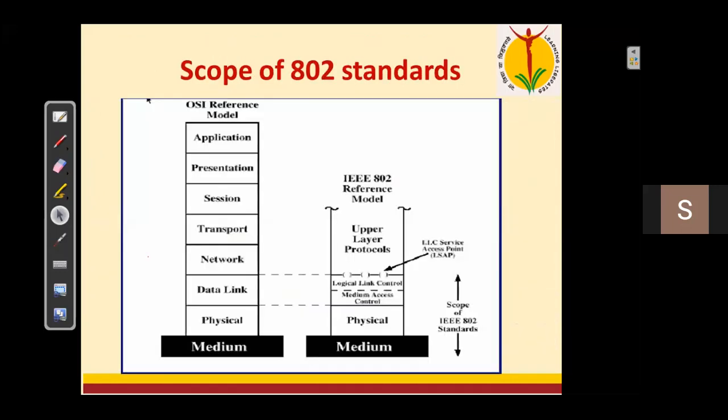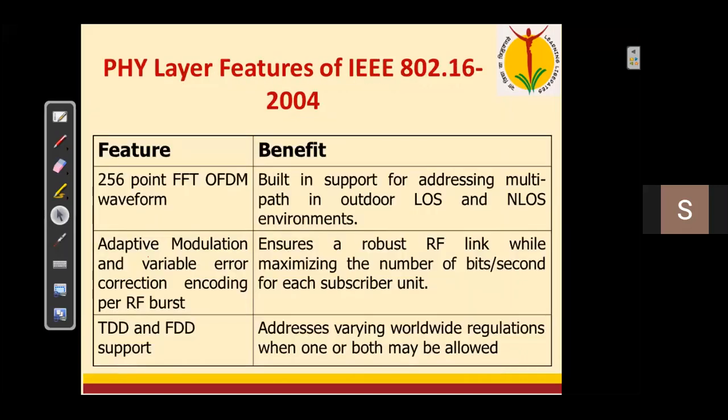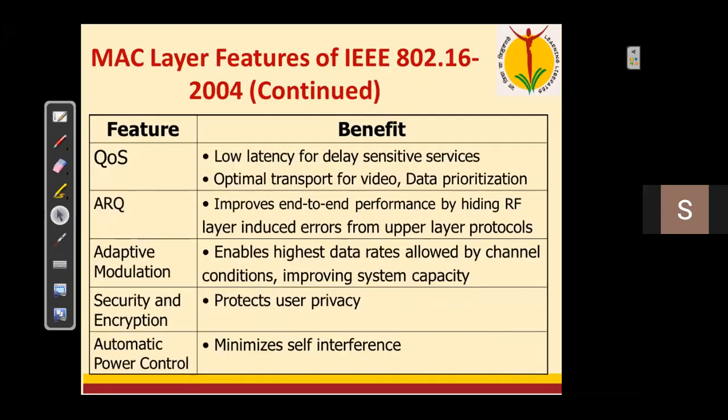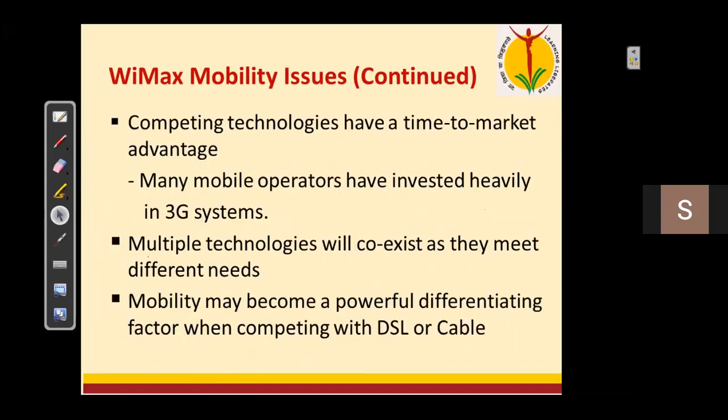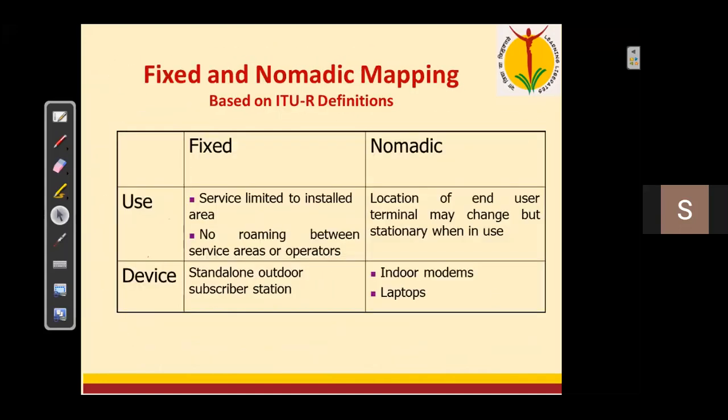Okay, so this is the OSI model which we are using, but the 802 standards use the physical and data link layers. These are certain benefits of the OFDM technologies. There is a little constraint of time, so I'm not going to cover the physical structure and the MAC layer structure, because two more wireless technologies remain that I want to cover. Okay, so this is very simple.